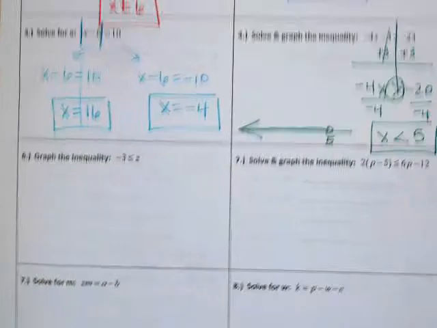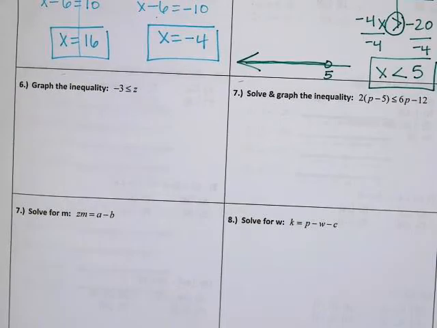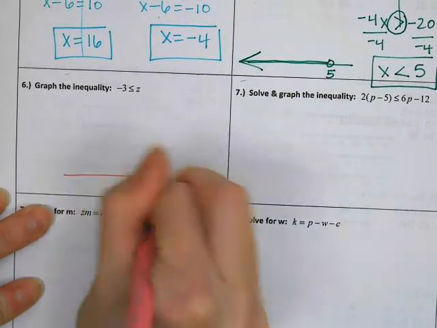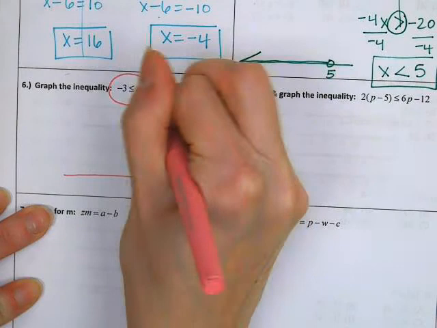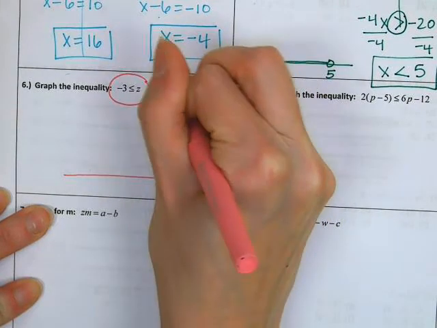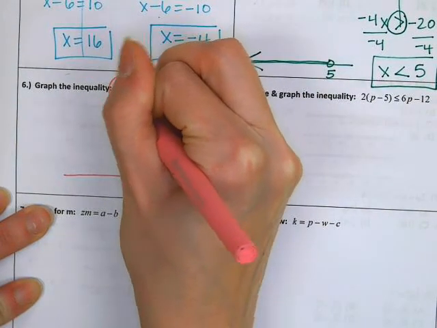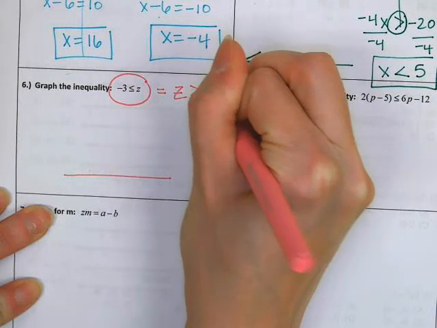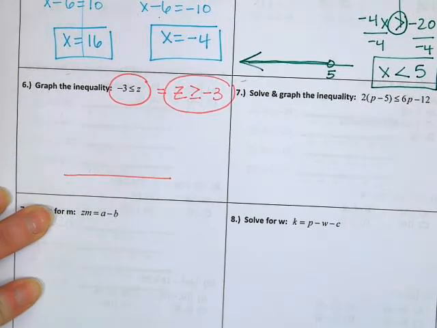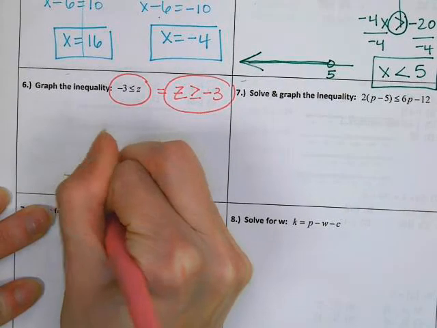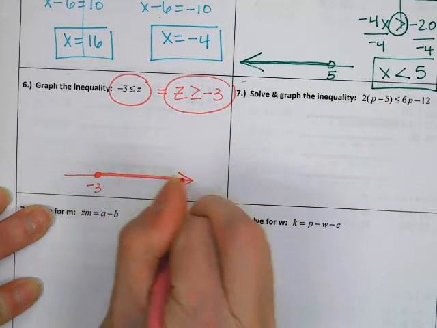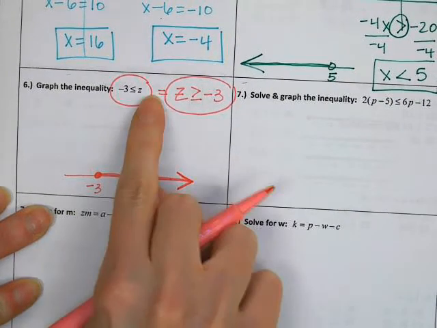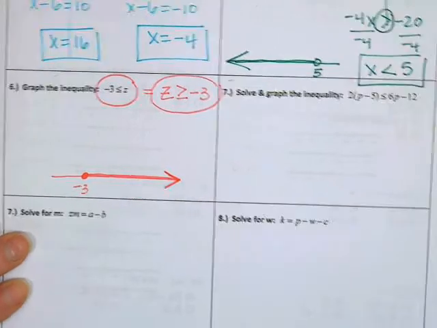All right, moving along. Number 6. It says graph, but we don't have a number line, so let's just make one. Now, this one you guys have to read backwards. This really reads z is greater than or equal to negative 3. And I like to put it in that form first. I think it's easier to graph. This would be a closed circle at negative 3, and the arrow goes right. So just be careful. When it's written backwards, you kind of want to rewrite it and then graph it.